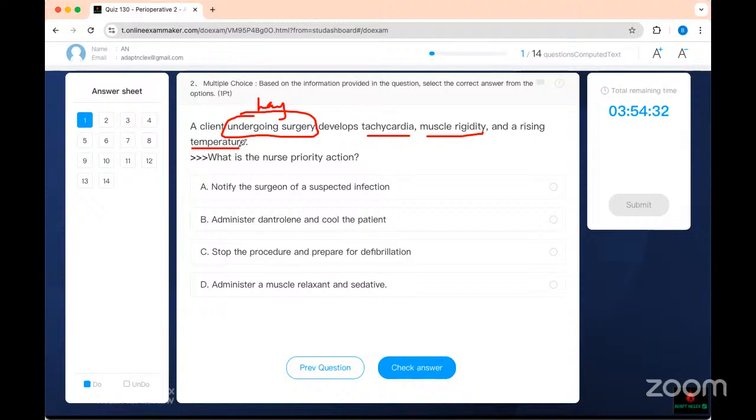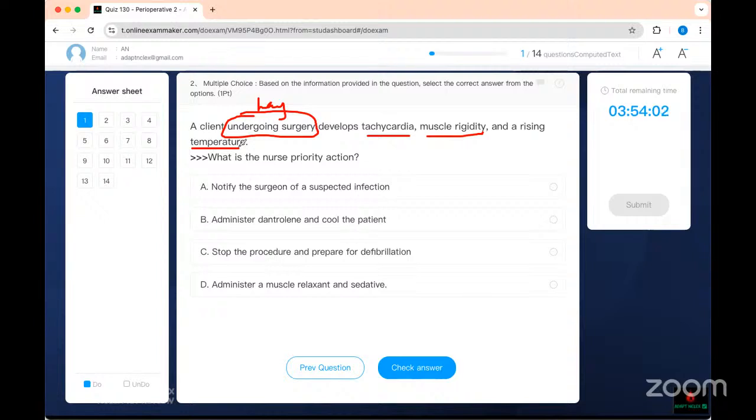You have to bring your content, right? Tachycardia, muscle rigidity, and temperature. If you have infection, you're not going to have muscle rigidity. That should tell you this is not infection. Secondly, why did I say undergoing surgery? That's the buzzword. Should give you the answer.